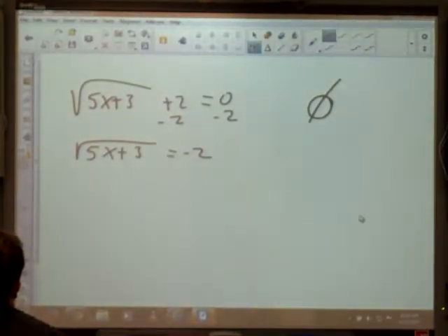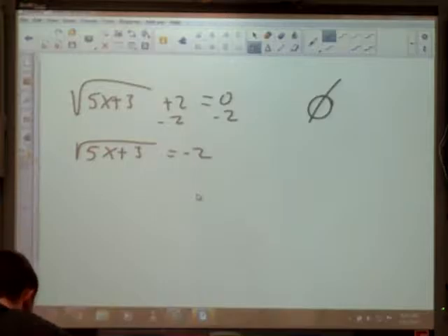Do you see why I know that? We can't have a square root of anything that equals a negative, because something times itself always equals a positive, right? Unless there's a positive constant. No, it wouldn't matter. Doesn't matter.